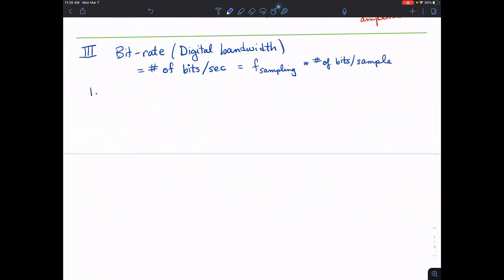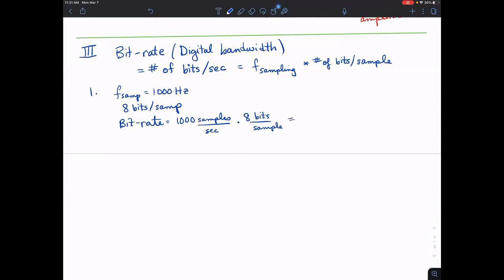So question number 1 says, if a signal is sampled at 1,000 times per second, with 8-bit precision, what is the bit rate? The bit rate is just the product of those two, because you have 1,000 hertz, which is samples per second, and you're multiplying that by 8 bits per sample, which will give you 8,000. The samples will cancel out. Bits per second.